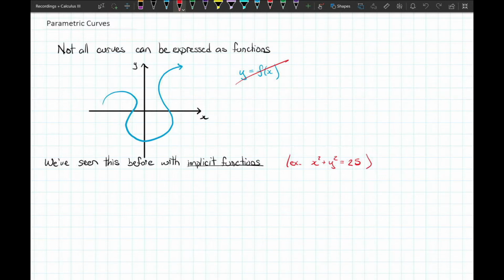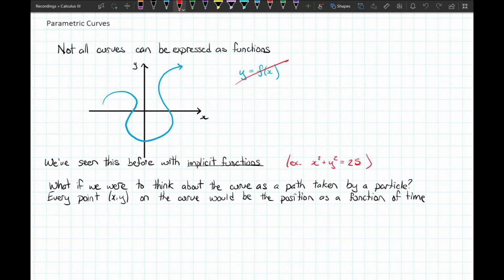Let's imagine that this blue curve is the path followed by some kind of particle. If we were to think about this as a path taken by that particle, then we could think about every point on the curve being the position of that particle at some time. And time we might want to represent with a lowercase t. This will allow us to come up with functions for x and y separately as functions of t.